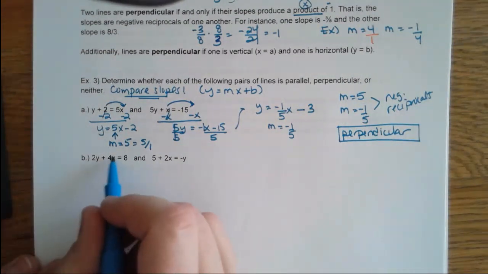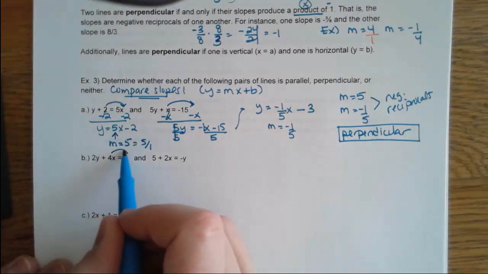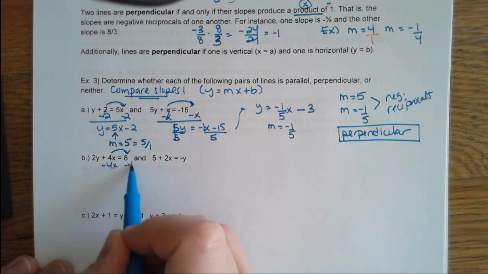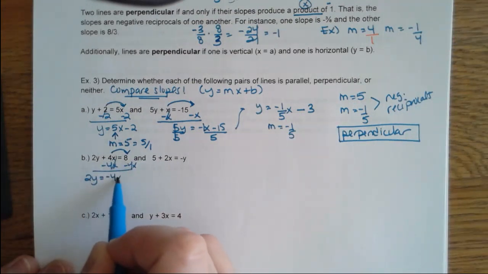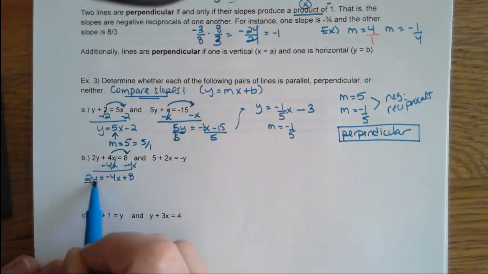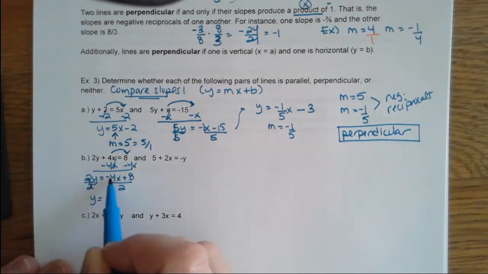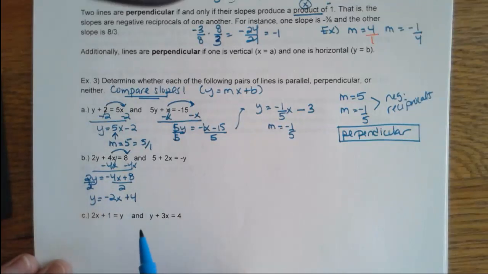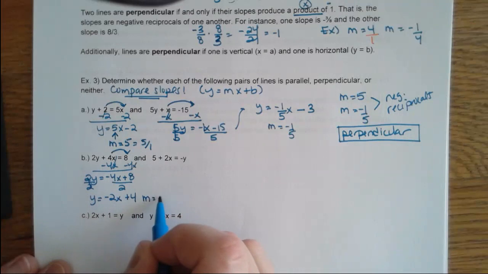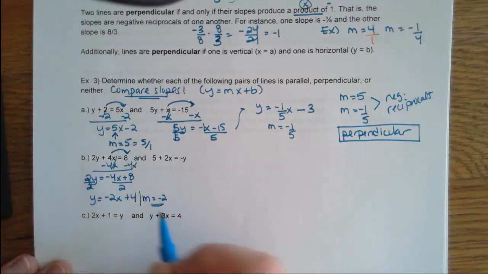For the second case here, again, I need to get y by itself. So I always start by adding and subtracting first. So I have 2y equals negative 4x plus 8. Then I'm going to divide everything by 2. Now, negative 4 divided by 2 is negative 2, and then 8 divided by 2 is 4. So in this first example, I'm getting a slope of negative 2 there.